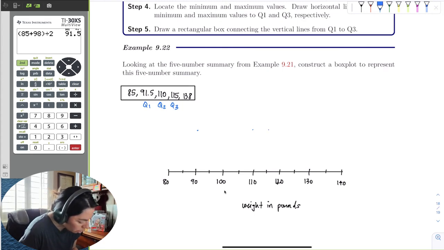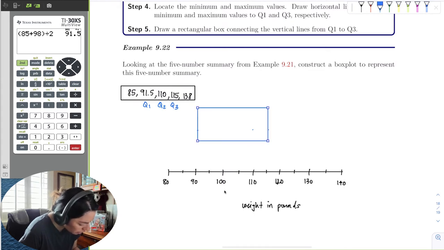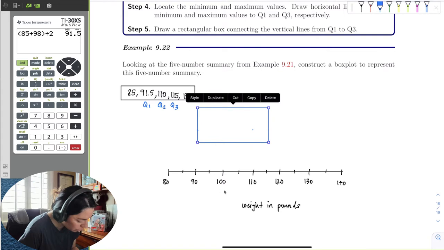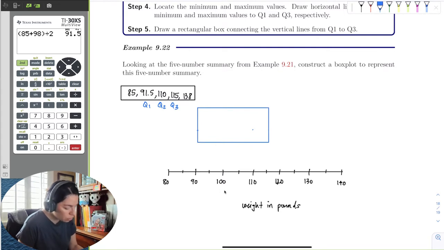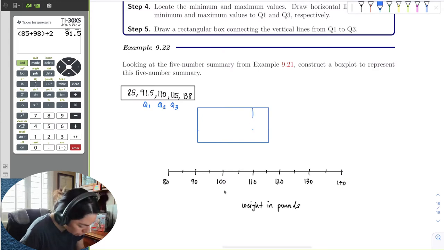So let's go ahead and draw a box. I'm going to do my best. See, if you do it on the iPad, it actually works out really nice. So you're going to do a rectangular box around Q1 and Q3. Draw a line where the median is. So essentially, here's Q1, here's the median, and here's Q3.